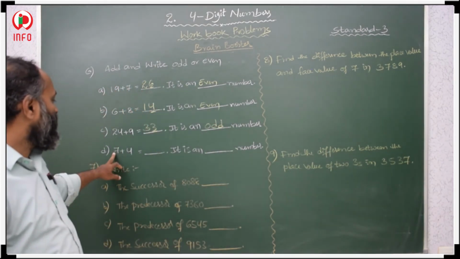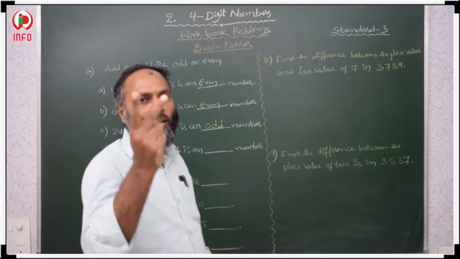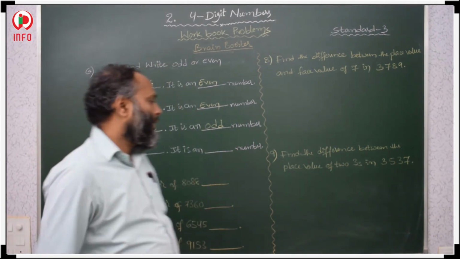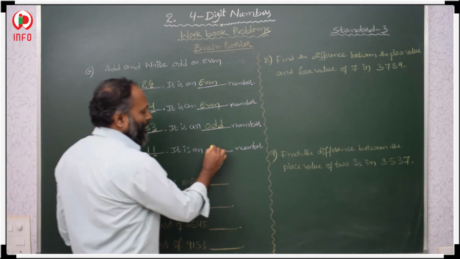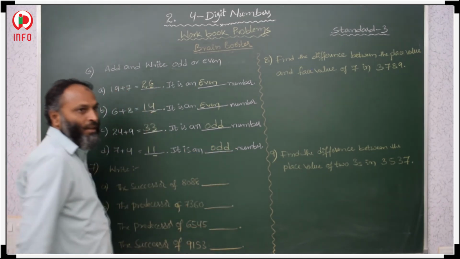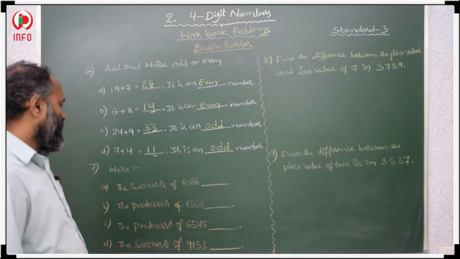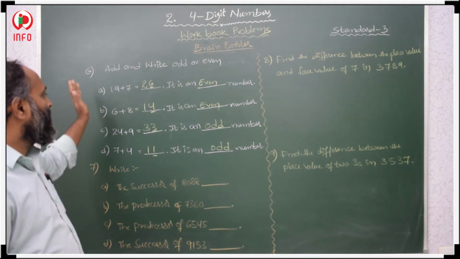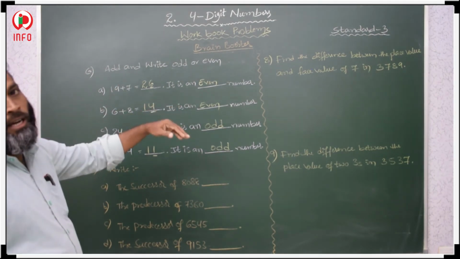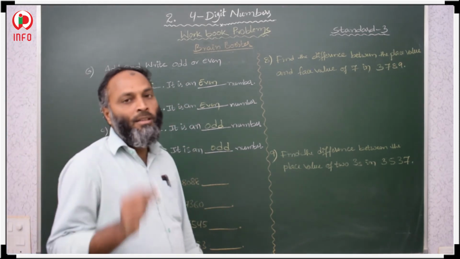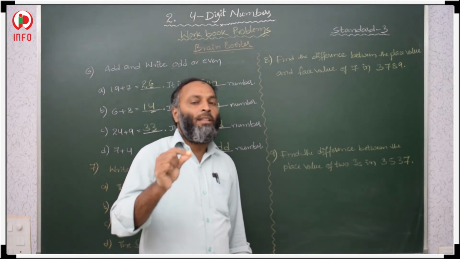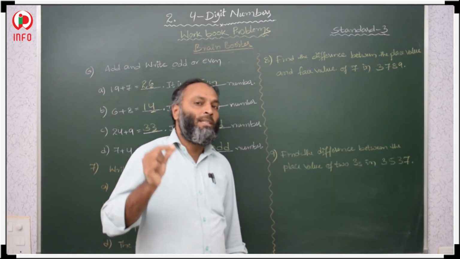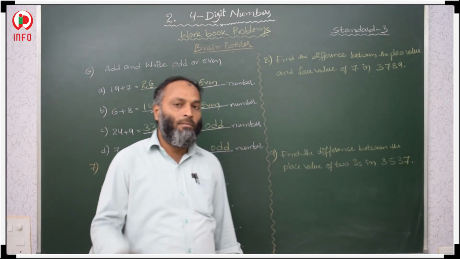Now 7 plus 4: 7, 8, 9, 10, 11. It is 11. Here 1 is an odd number. So we have to add it and say whether it is an even number or an odd number. Just check the ones place. If the ones place is even, then the number is even. If the ones place is odd, then the number is odd.